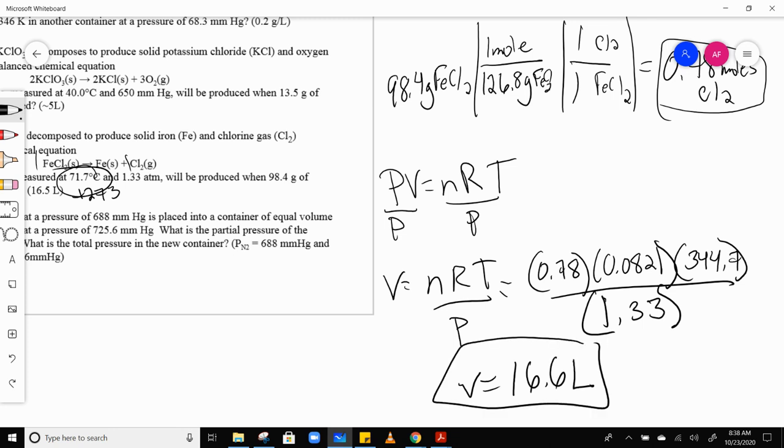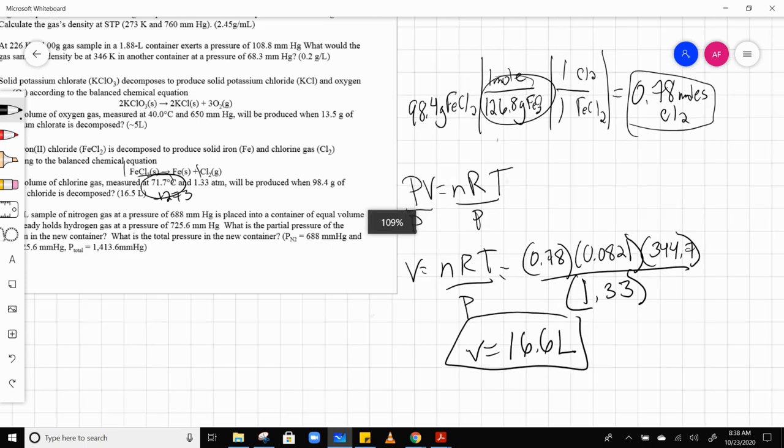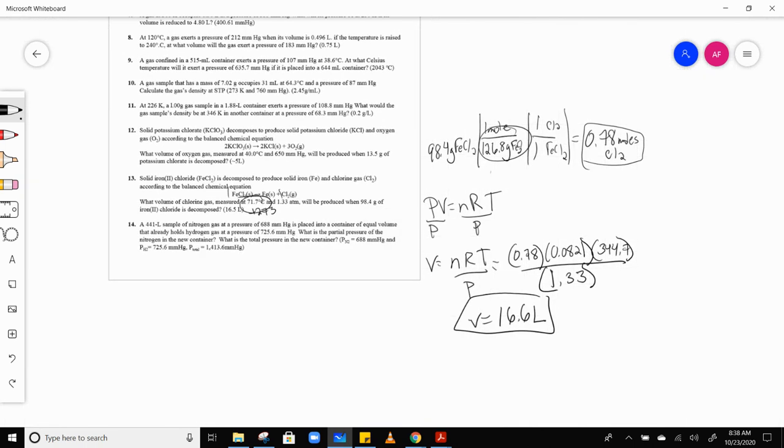Yeah, and my answer is 16.5. It's just rounding differences, not errors. I used the exact molar mass here. I probably rounded that one when I did the other answer. Okay. Beautiful, right? So easy now. Probably not, but it's okay. Okay. Next one.